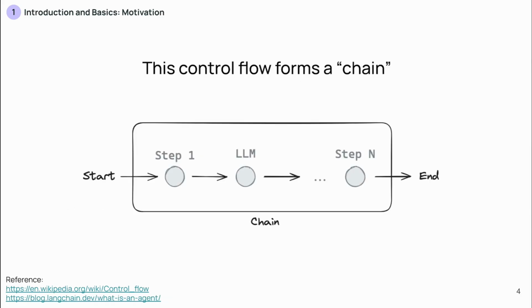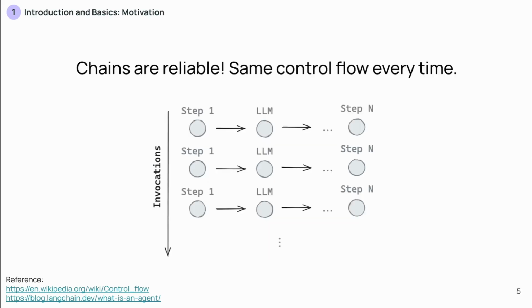And this control flow forms a chain. Now, you've probably heard this term chain. You can think about this as some set of steps before and after an LLM call. Now, the nice thing about chains is they are very reliable. So the same flow of steps occurs every time you invoke the chain.